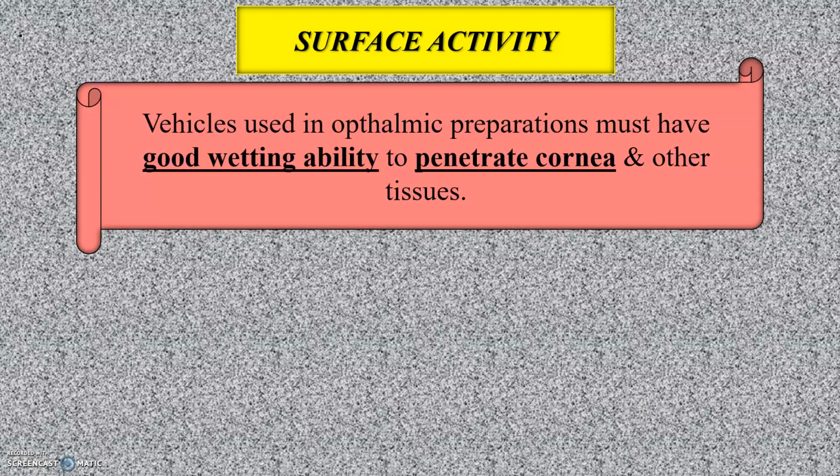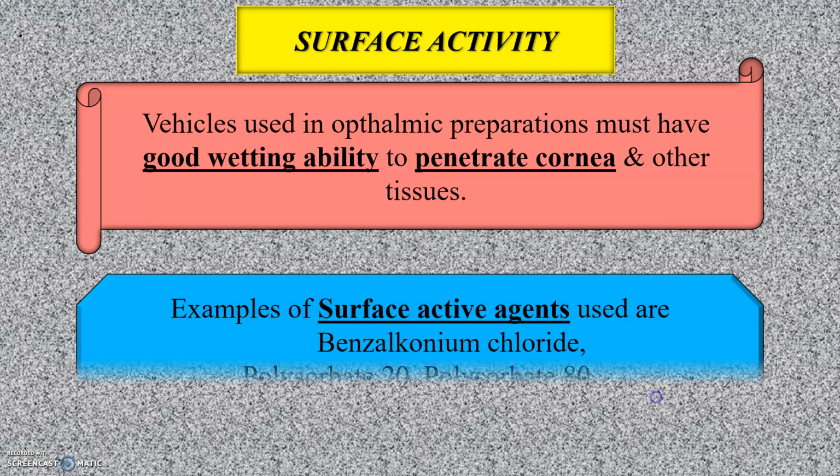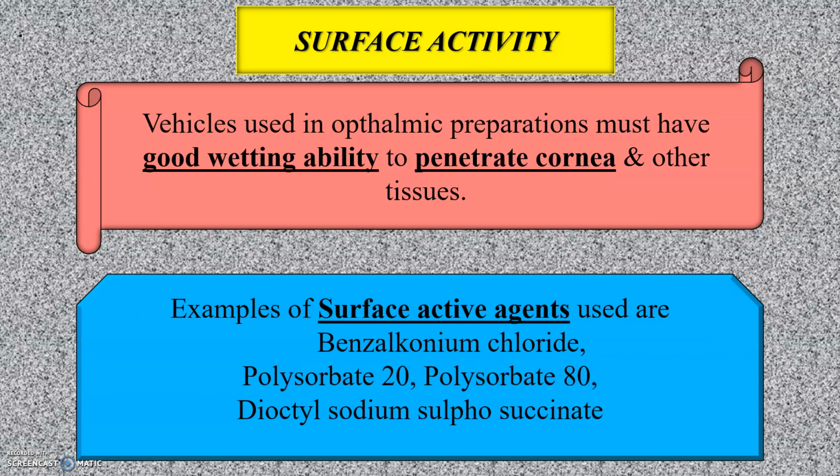Next essential characteristic is surface activity. The vehicles used in ophthalmic preparations must have good wetting ability to penetrate the cornea and other tissues. Some examples of surface active agents that are used are benzalkonium chloride, polysorbate 20, polysorbate 80, and dioctyl sodium sulfosuccinate.